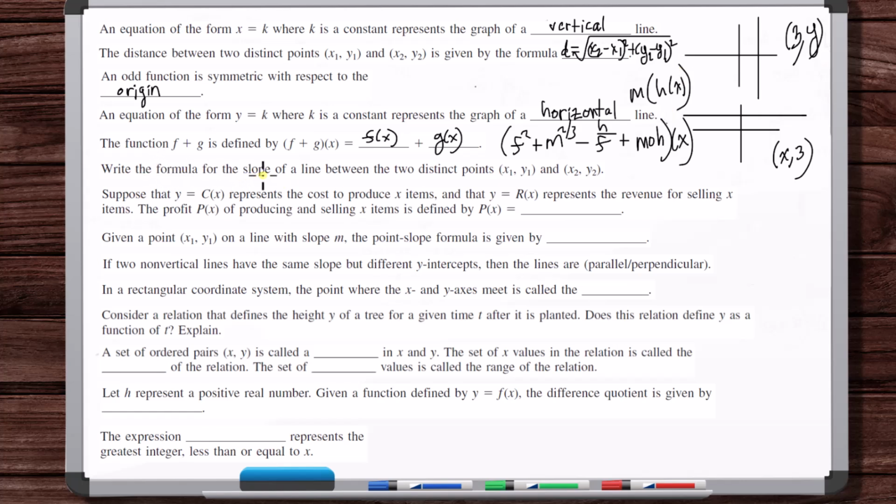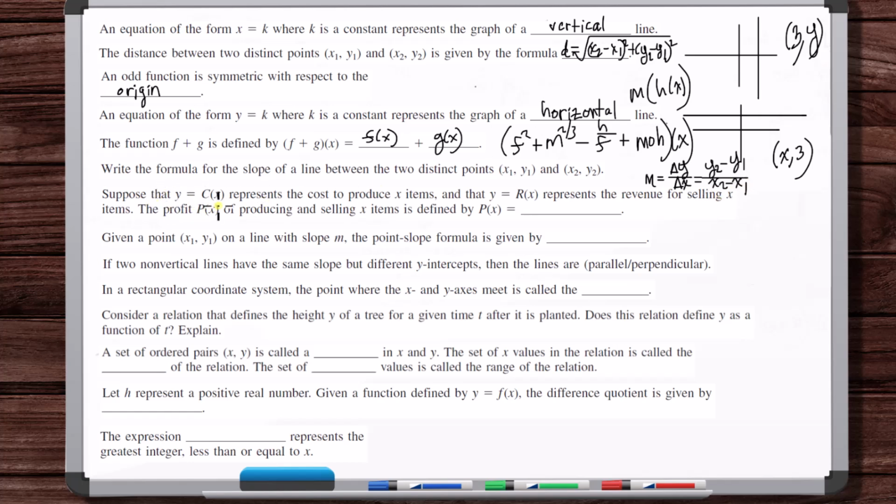Write the formula for the slope of a line between two distinct points. The slope formula is delta y divided by delta x, which is y2 minus y1 divided by x2 minus x1.